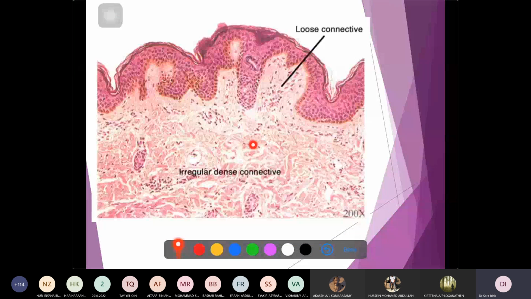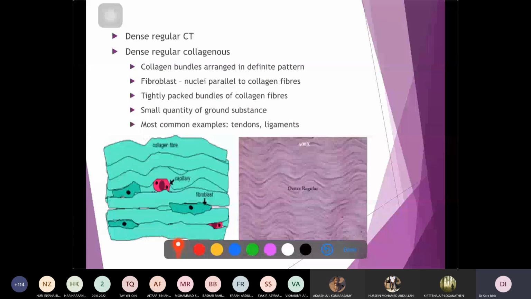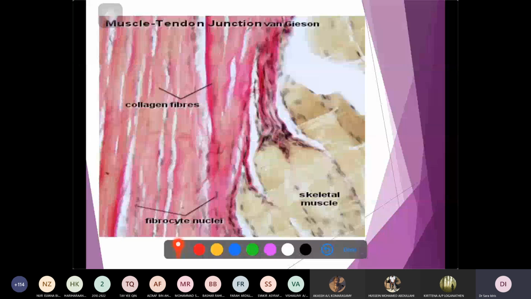So dense regular elastic, dense regular collagenous, and dense irregular, with loose here. So those are the four that we've talked about: loose connective tissue, the papillary layer of the dermis; dense irregular connective tissue, the reticular layer of the dermis; and then your dense regular collagenous and dense regular elastic. So when you do your revision, you can look through the notes. Make sure you look through the pictures properly, and it can all make sense to you.